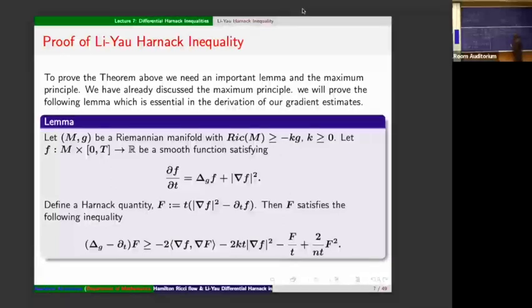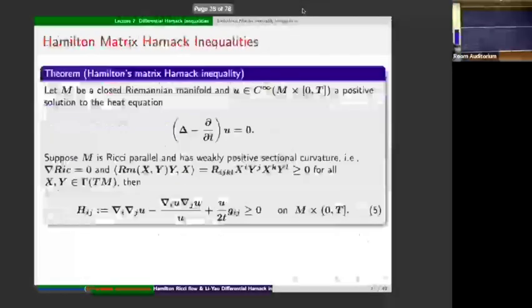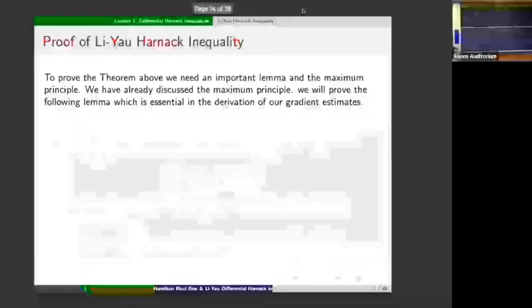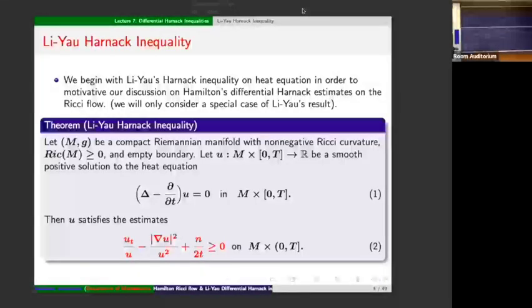With this, we claim that this is greater than 0, meaning that this one should be greater than 0. And that is a contradiction. So this is a contradiction, meaning that this cannot hold. Therefore, we have this, and therefore the gradient estimate is proved. So that's the way to prove that.